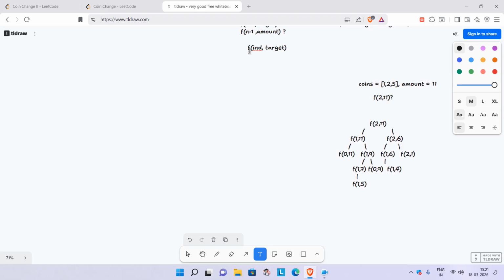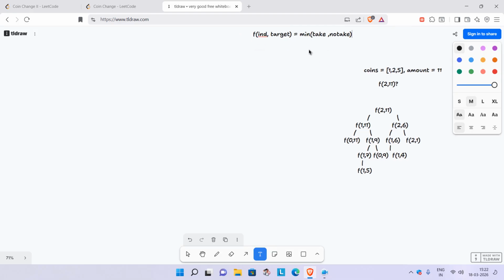So we can say we simply have two cases. In one case we take that, and in the other case we do not take that, and we have to give the minimum of them. In the non-take case we simply move to our previous index, meaning index minus 1. And in the take case we have to pick the current element and stay at the same index.